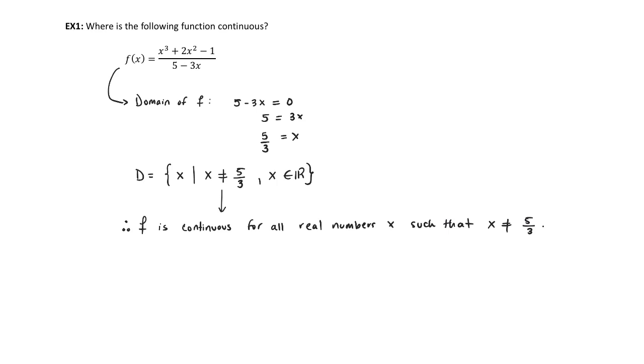So in other words, what we are saying is that f is going to be continuous in the same interval as the domain of the function. It is going to be continuous for all x values except for 5/3. And again, a reminder that all of the other x values are real numbers.